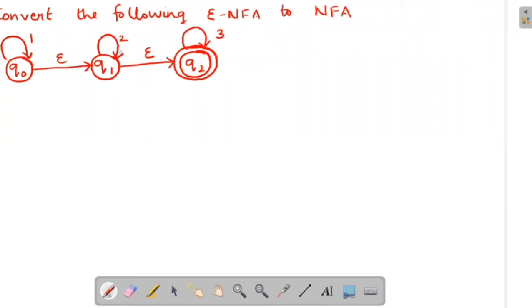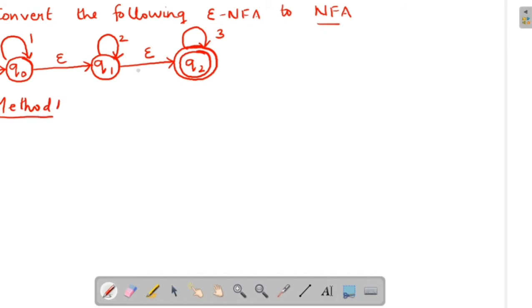Hi students, in this video I will explain how to convert an epsilon NFA to NFA. Here we have given an epsilon NFA. This epsilon NFA accepts the language any number of 1s followed by any number of 2s followed by any number of 3s. So our aim is to convert this epsilon NFA to NFA. Here we have two methods to convert an epsilon NFA to NFA. First I will explain the first method. So method 1.